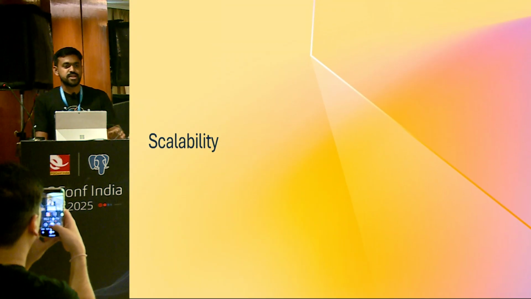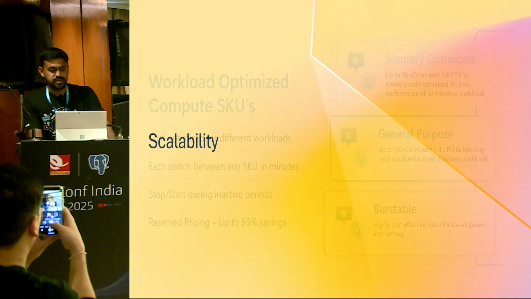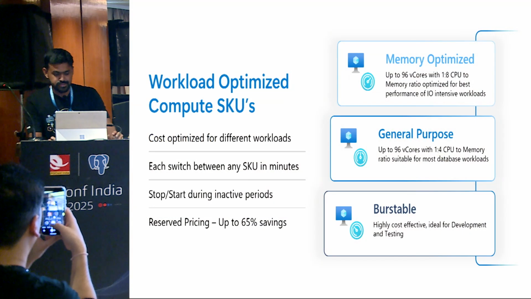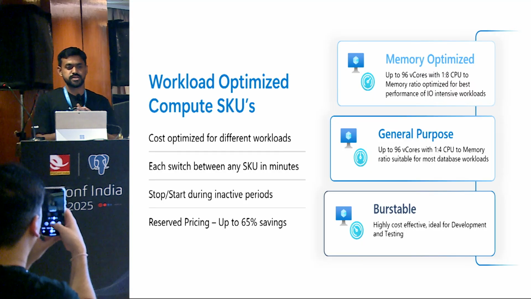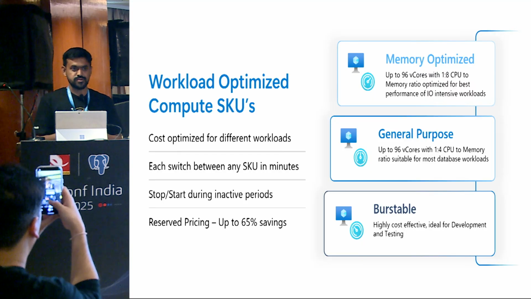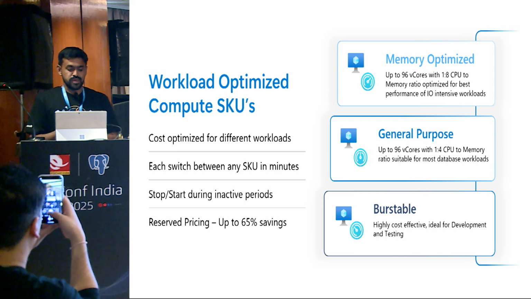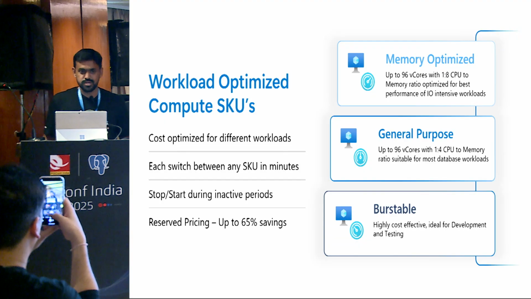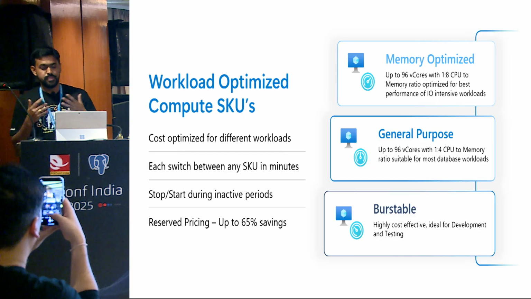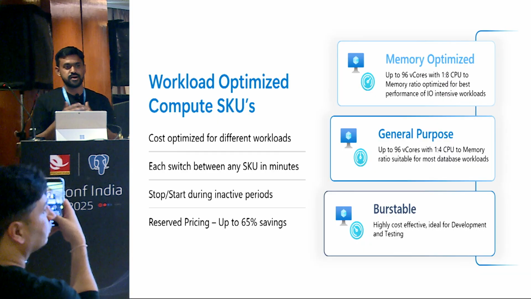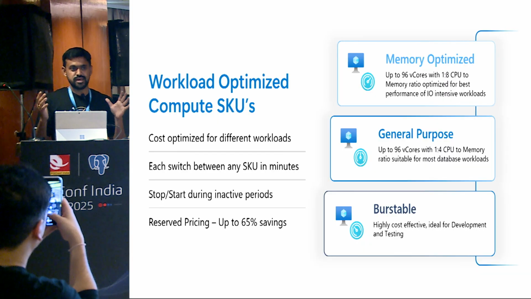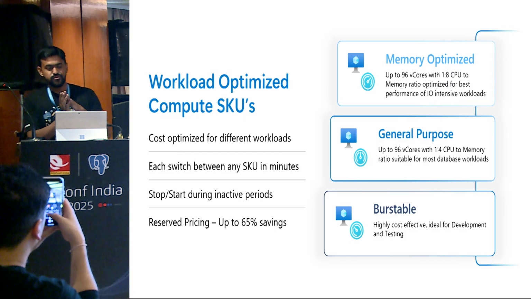Okay, so as I said, we'll be delving deep into scalability. Before going into the depths of scalability, I just want to give some context as to what we offer in terms of the different SKUs in flexible server, and then we'll take it from there. So we offer three different types of SKUs. One is called memory optimized, and this is the SKU for high I/O workloads. This is where the applications cannot afford a high disk latency, and this is mainly for analytic workloads and high transaction OLTP workloads.